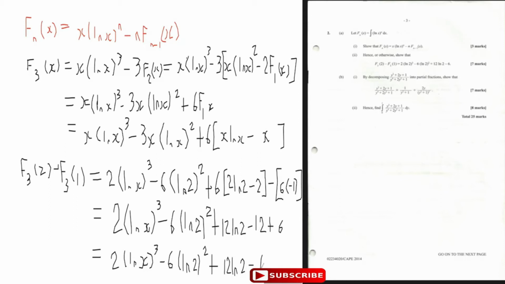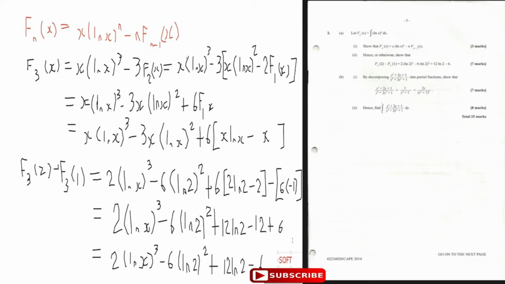Is that what they have? Let me check it. All right. Yes, that's what they have. That's what the question wanted us to prove. So finally, that's it. We complete the proof. We can write 'so'. So yes, that's it. Now part B is partial fraction and integration. So let's look at that.